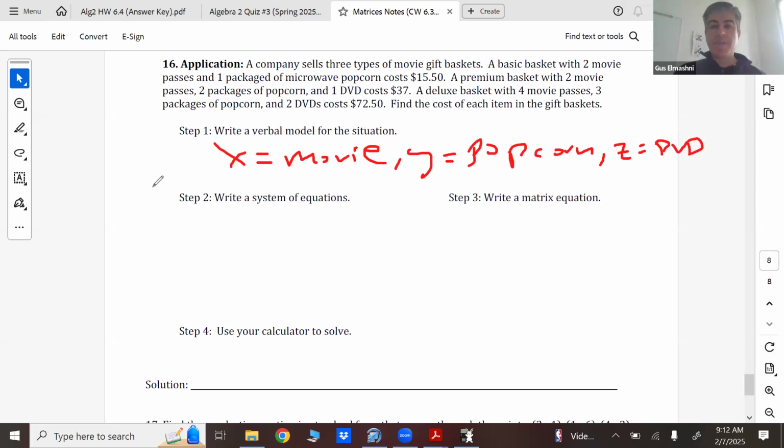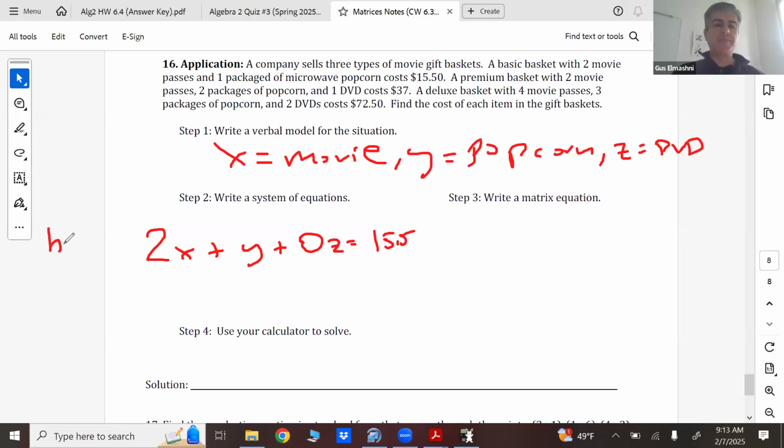Okay, how am I gonna make my equations? I'm gonna make it like this: 2x plus 1 times y, plus 0z, is going to equal 15.5. Because I use the second equation. You see how I put 2 next to x, 1 next to y, and 15.5? It's not a point. It's just an equation. Okay, next up.